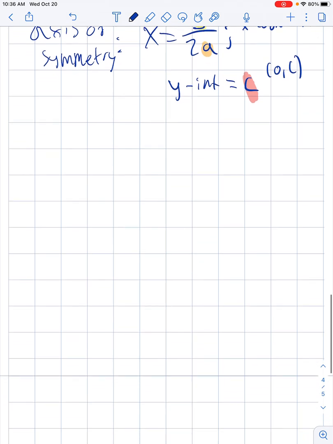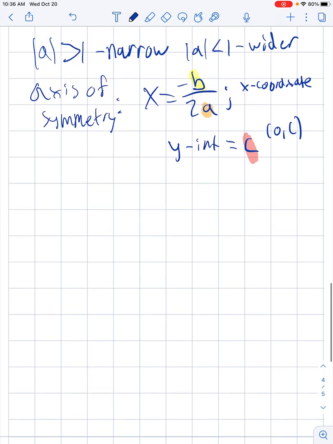Let's do one more example here. Graph the function y equals 2x squared minus 8x plus 6.